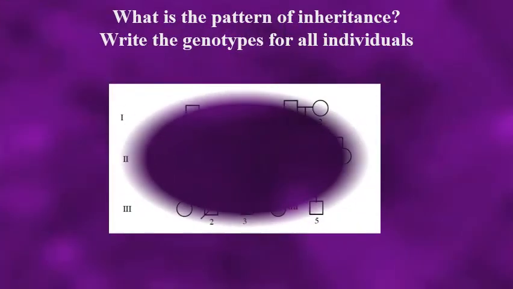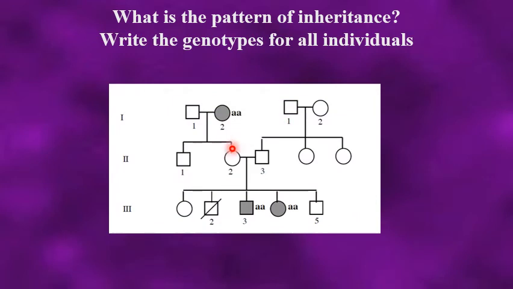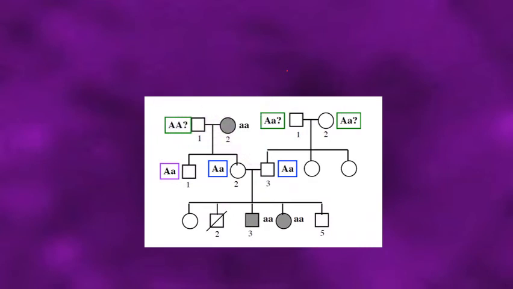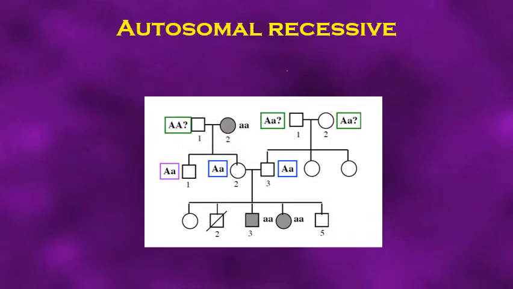In the following pedigree, what is the pattern of inheritance? And write the genotypes for all individuals. This pedigree is autosomal recessive.